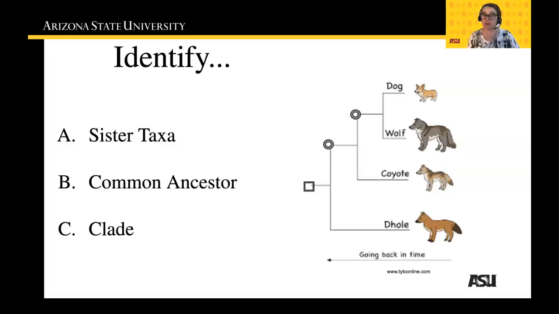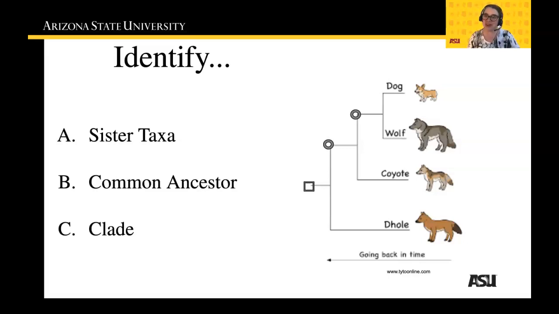The common ancestor B would be seen as the circles or square. Any of those would be common ancestors. The first circle to the right would be the ancestor of the dog and the wolf. The circle in the middle would be the ancestor to the coyote as well as the common ancestor of the dog and the wolf. And the square common ancestor would branch between the common ancestor that led to the coyote and the one leading to the wolf and the dog, as well as the one leading to the dhole.